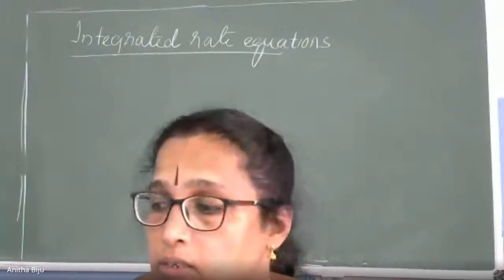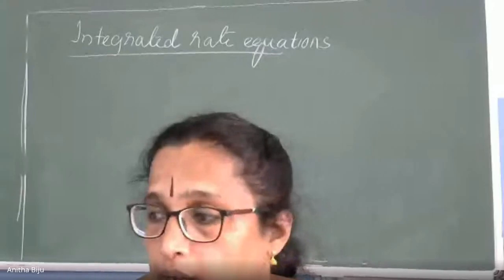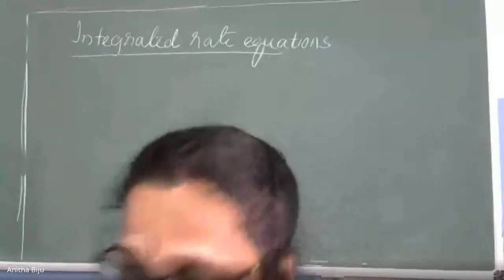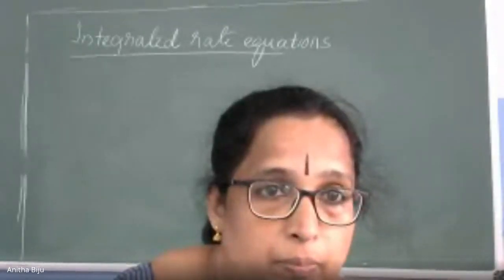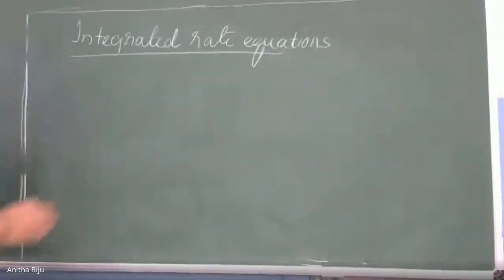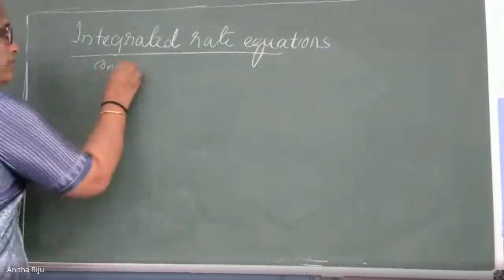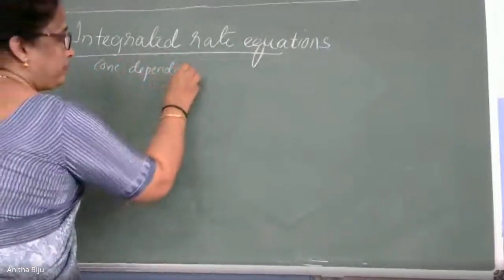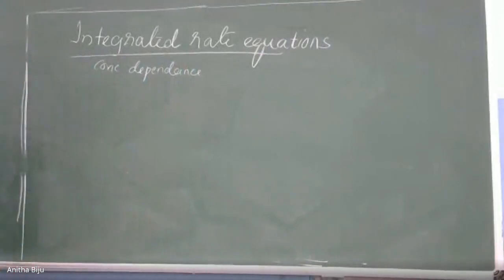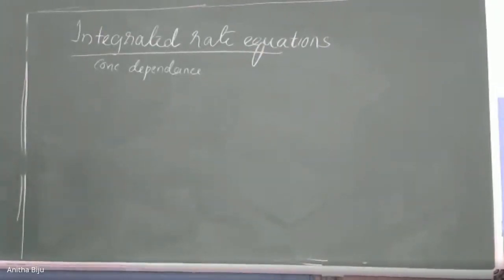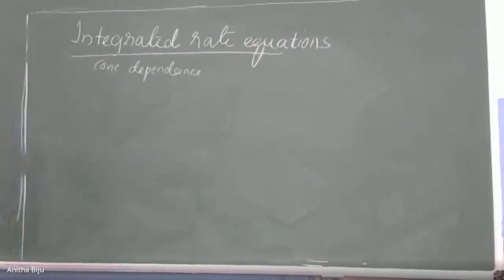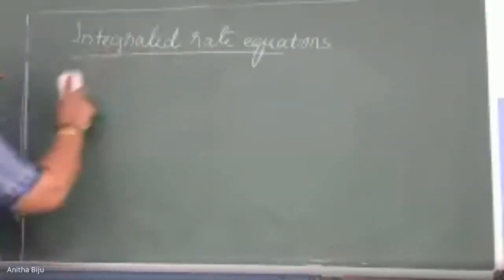So in one sentence, we can say that this is the first thing you have to remember. Concentration dependence of rate is called the differential rate equation. Concentration dependence of rate is called the differential rate equation. Differential is denoted by the symbol d. Differential means d. Instantaneous rate.